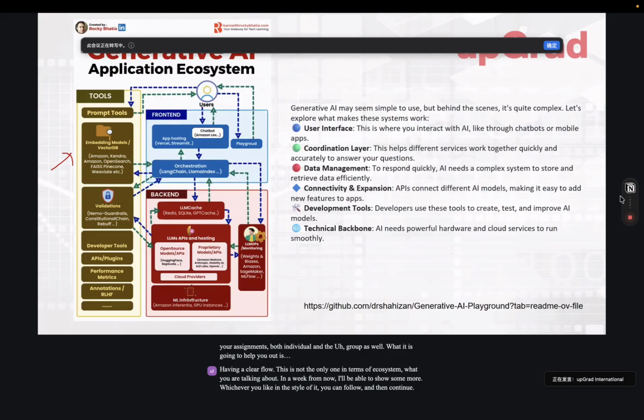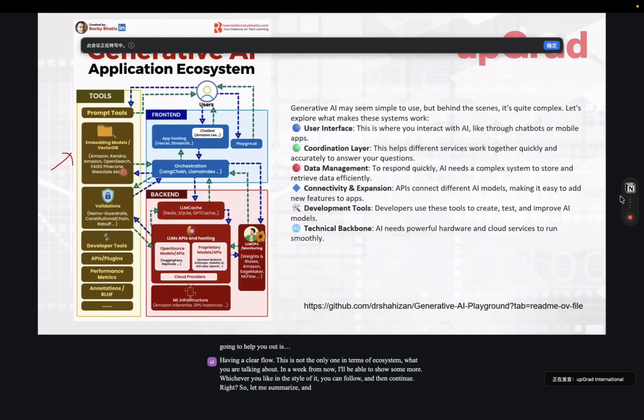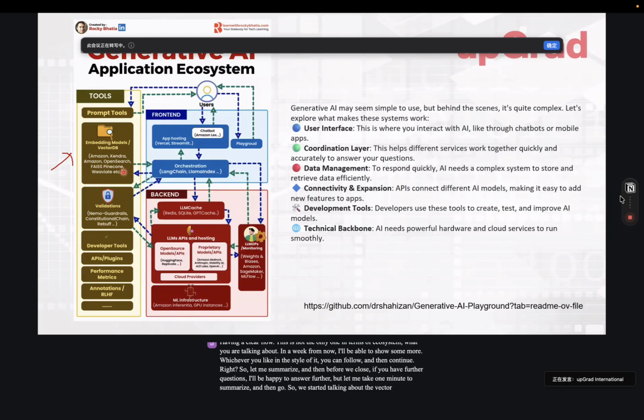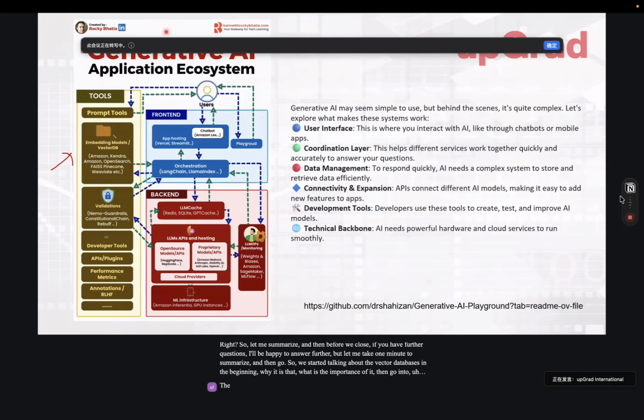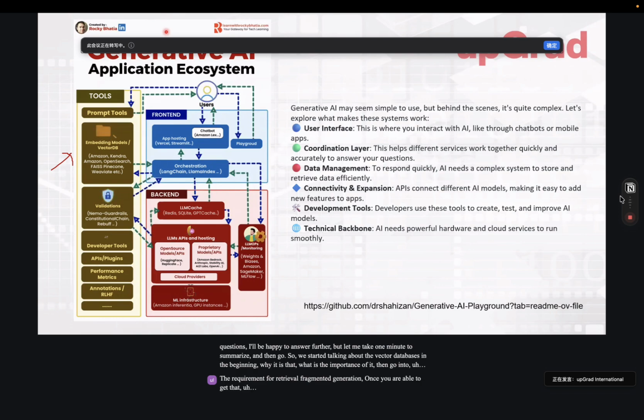Let me summarize, and before we close, if you have further questions, I'll be happy to answer. Let me take 1 minute to summarize. We started with vector databases, why they are important, then went into the requirement for retrieval augmented generation. Then we highlighted the retrieval part, then the augmentation part, then generation.